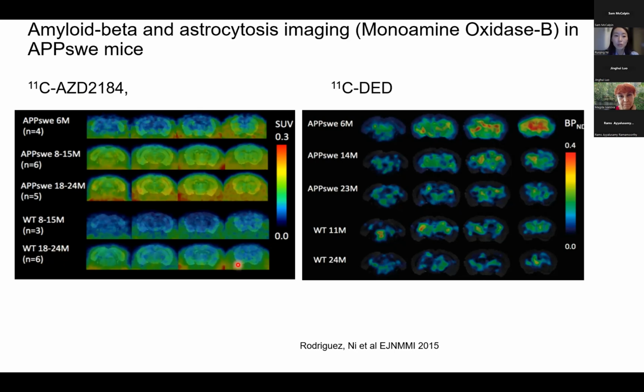At the same time, we also tried to see if there is some early inflammation going on in this mouse model. And indeed we find, by using the monoamine oxidase B inhibitor deprenyl, which indicates astrocytosis, a high accumulation already at 6 months in the APP Swedish mouse compared to older mice and compared to older wild-type mice. So this indicates an important early role of astrocytosis in this mouse model.